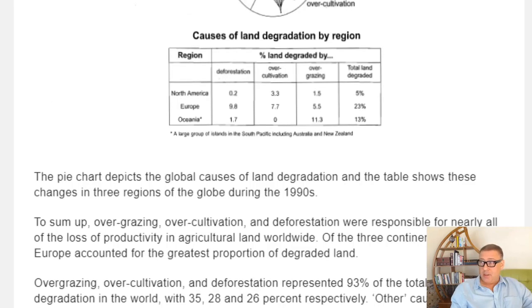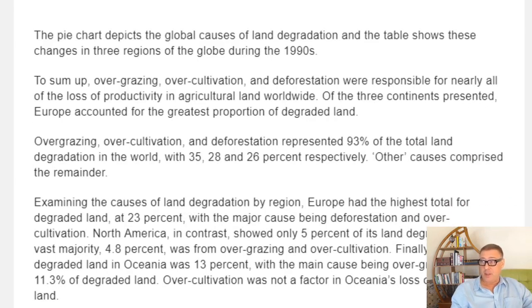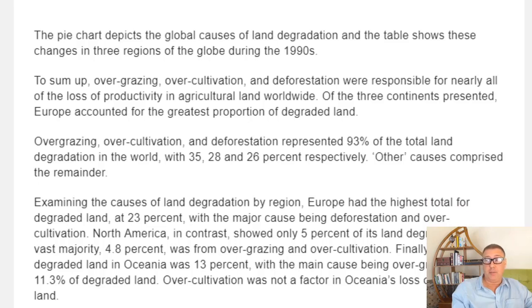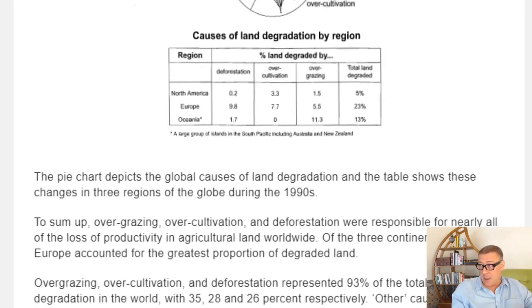Of the 3 continents presented, so North America, Europe, and Oceania, Europe accounted for the greatest proportion of degraded land. So again, if I go back and look at this, there's lots of stuff, but the one that has the most degraded land is Europe. So you'll often have this kind of highest, lowest, etc. We've got a lot of pieces of information to deal with here. So again, focusing on the big picture is what we want to do. I could possibly have said, of the 3 continents presented, Europe accounted for the greatest proportion of degraded land, and North America accounted for the least, something like that. But we're going to go into detail about that later.